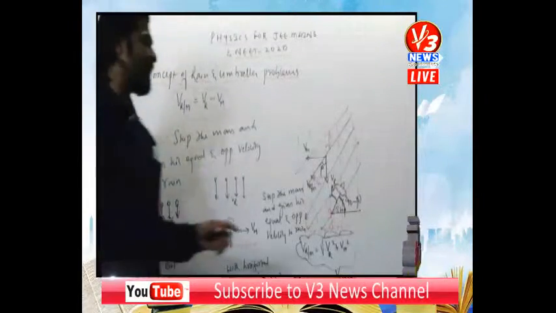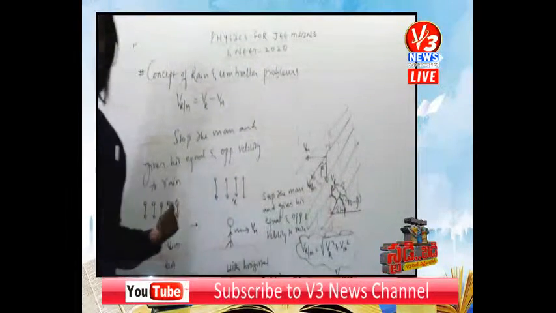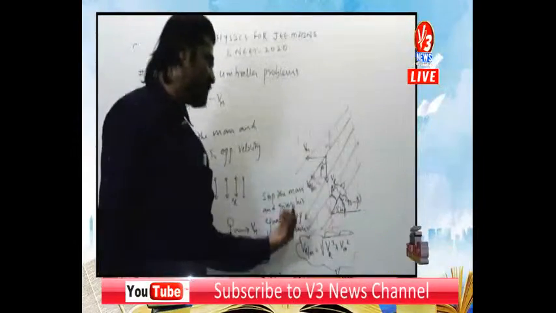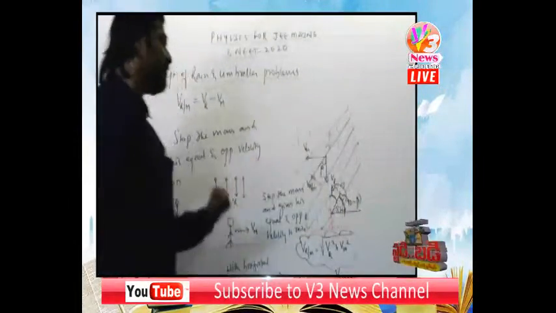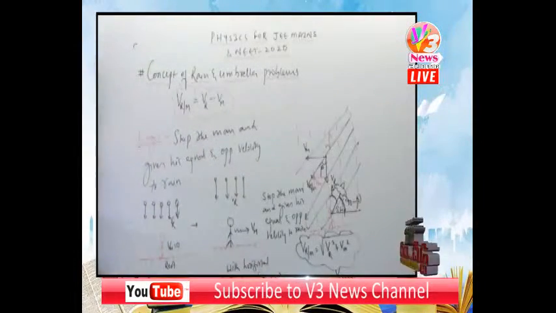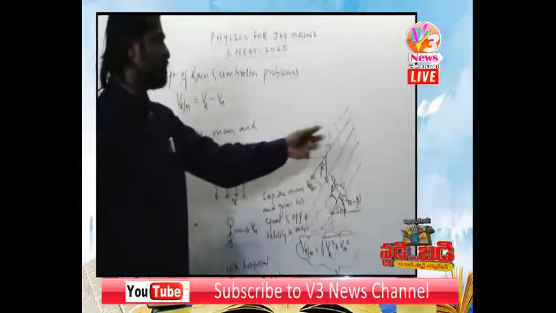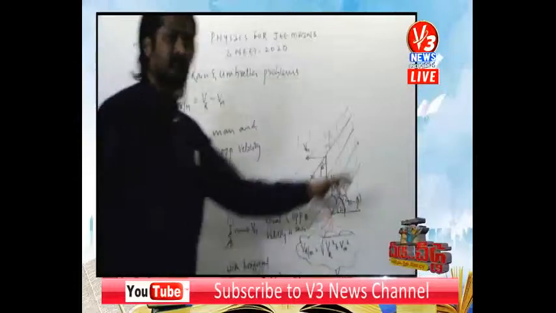Now you may ask me, sir, what happens if the man is moving in the negative direction? Again the same concept: stop the man, give his equal and opposite velocity to the rain. So I hope you are clear with this. I will also try to do this when he is moving in the backward direction.